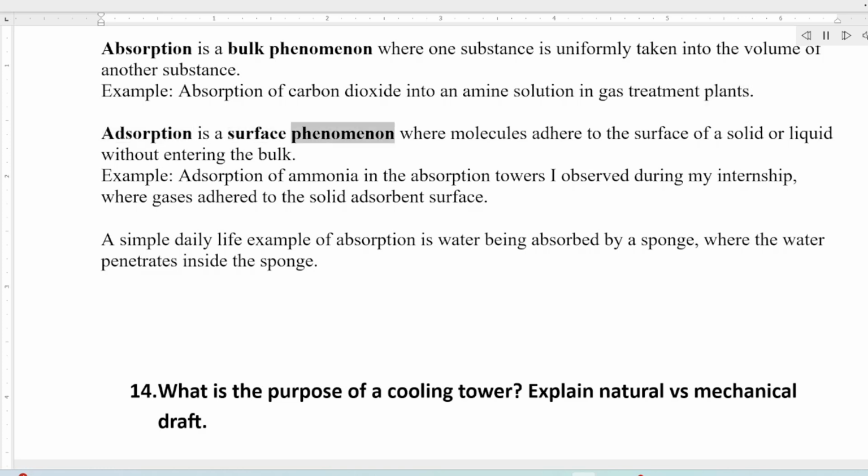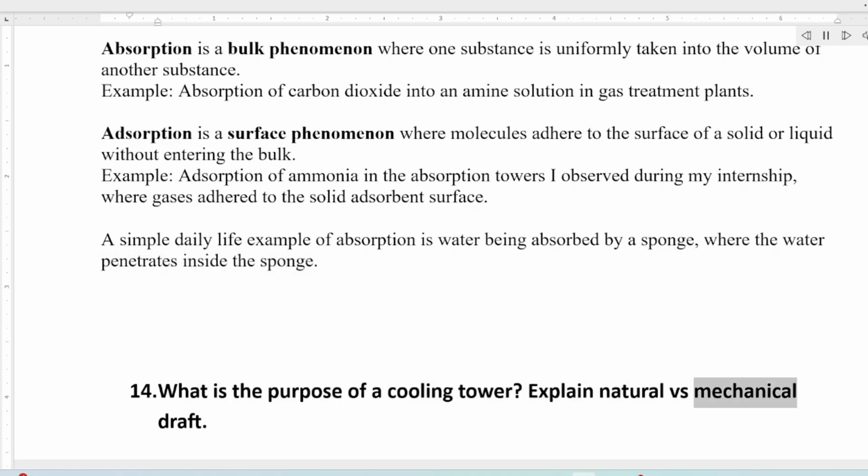Adsorption is a surface phenomenon where molecules adhere to the surface of a solid or liquid without entering the bulk. Example, adsorption of ammonia in the absorption towers I observed during my internship, where gases adhere to the solid adsorbent surface. A simple daily life example of absorption is water being absorbed by a sponge, where the water penetrates inside the sponge.